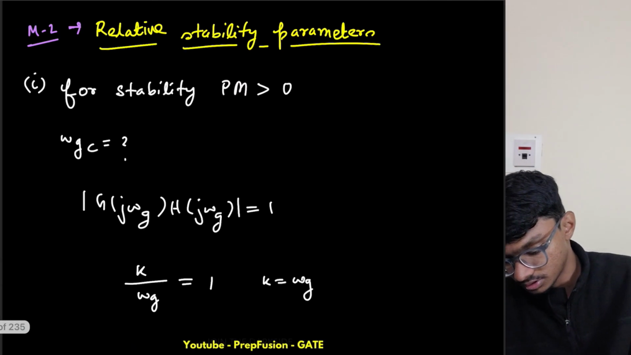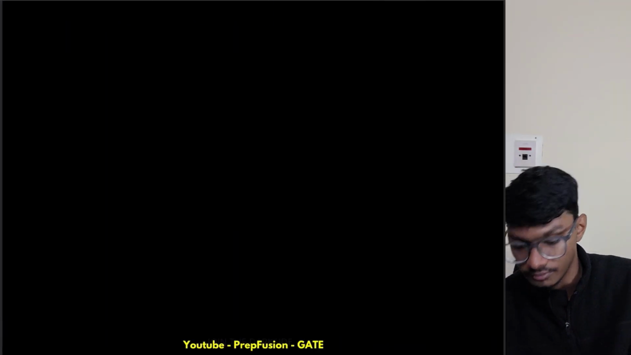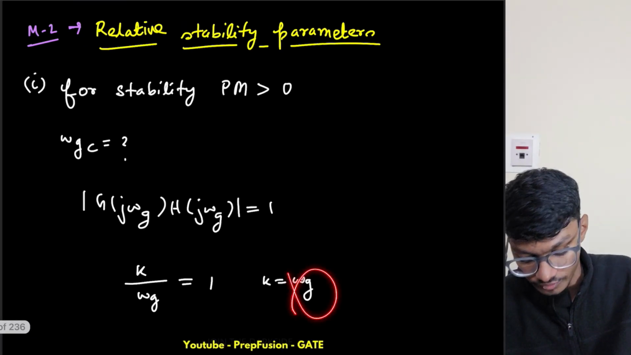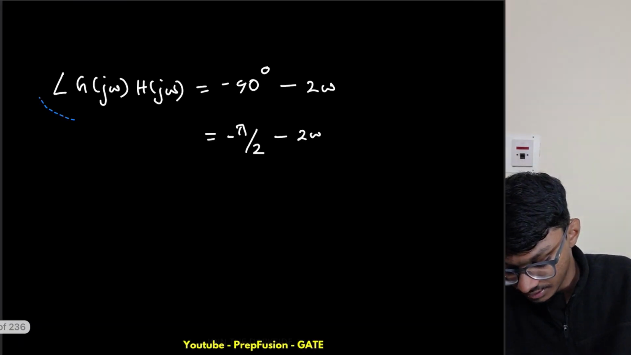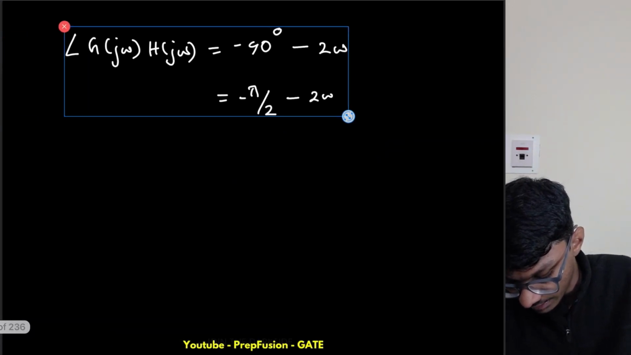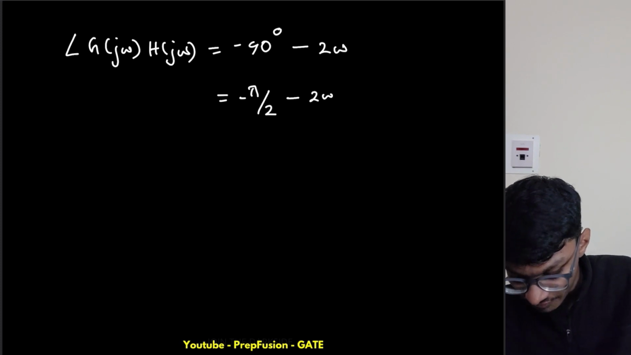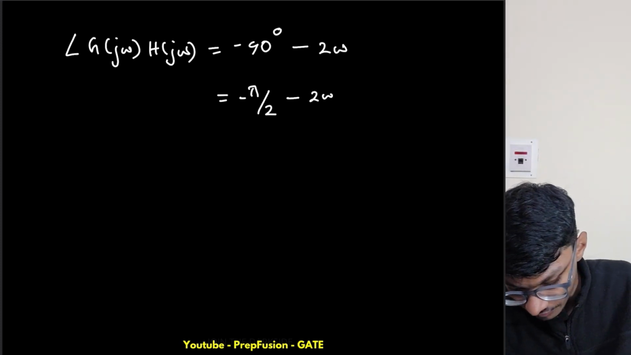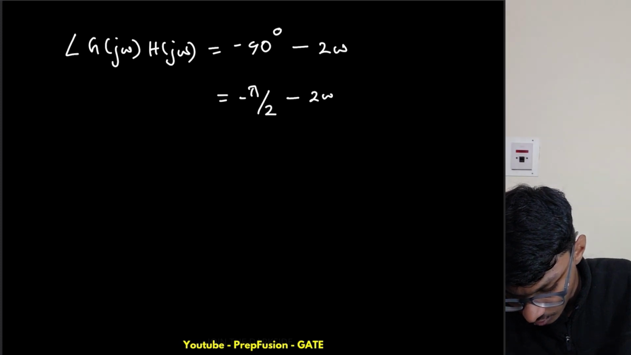So now let's go for making the phase margin greater than 0. I found my gain crossover frequency, so what is my angle? The angle is this one, so I'll just cut and paste this one here. Okay, the angle is this one. For my phase margin to be greater than 0, that is for sure. So obviously I will replace omega g over here.